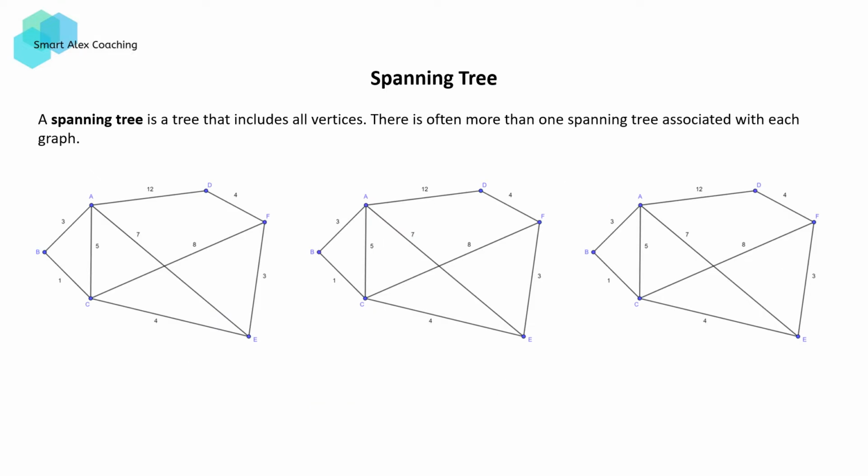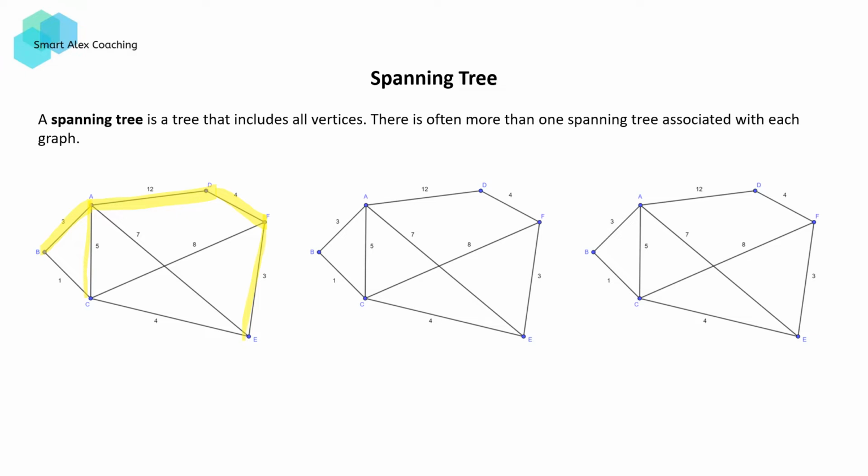A spanning tree is a tree that includes all vertices of a graph. There is often more than one spanning tree associated with each graph. What I've got here are 3 identical graphs, and we're going to look at how we can generate different spanning trees from the same graph. In the first graph, I might like to include edge AB, AC, AD, DF, and FE. This is one example of a spanning tree we can create from this graph.